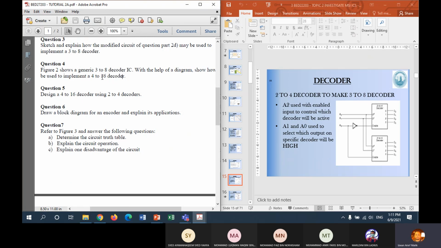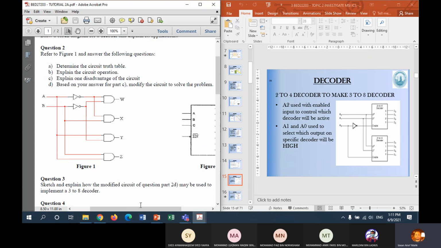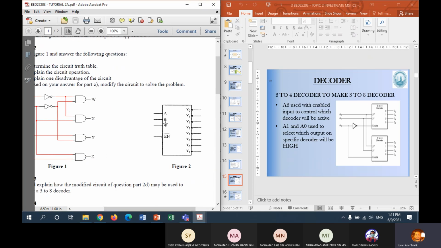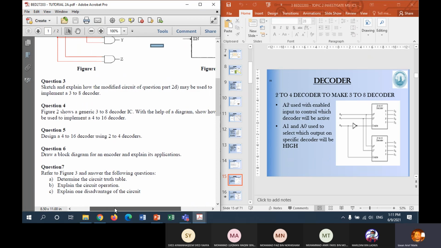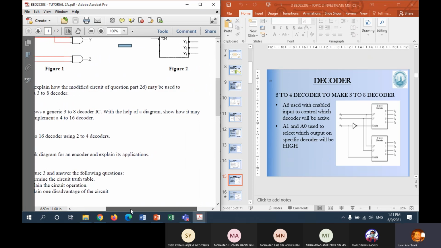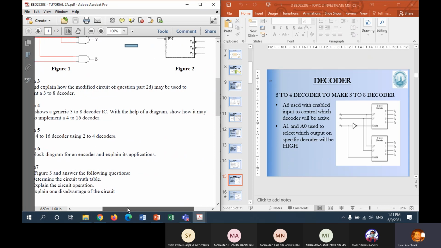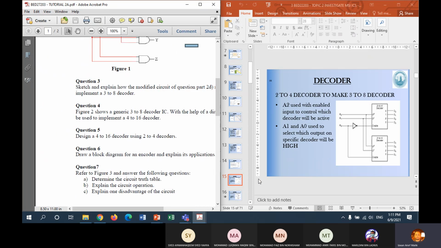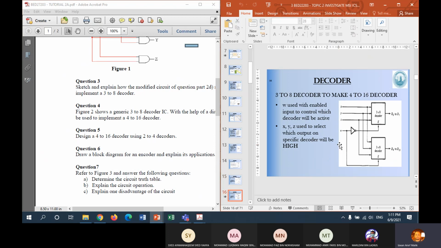Okay, question 4, figure 4 shows a generic 3 to 8 decoder IC. Okay, so 3 input IC dengan enable ada 8 output. With the help of a diagram, show how it may be used to implement 4 to 16. So, dia punya macam ni lah. Dia ni, 3 to 8 jadi 4 to 16. Kita pakai yang ada enable. Lukis je benda ni, terangkan sikit segmen ni. Siap, nombor 3. Number 4. Siap number 4. Number 5.